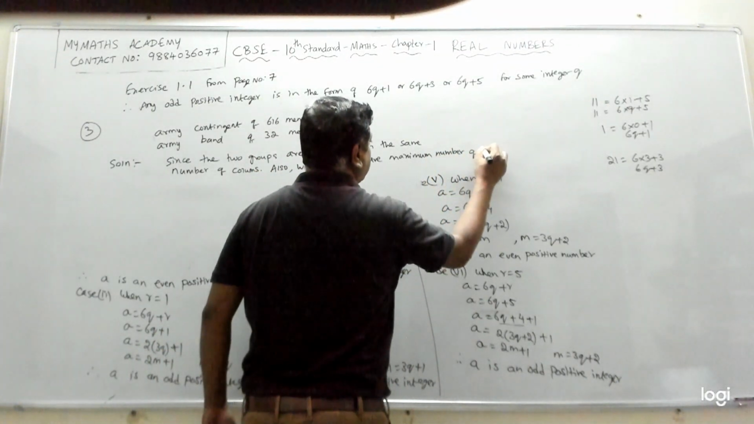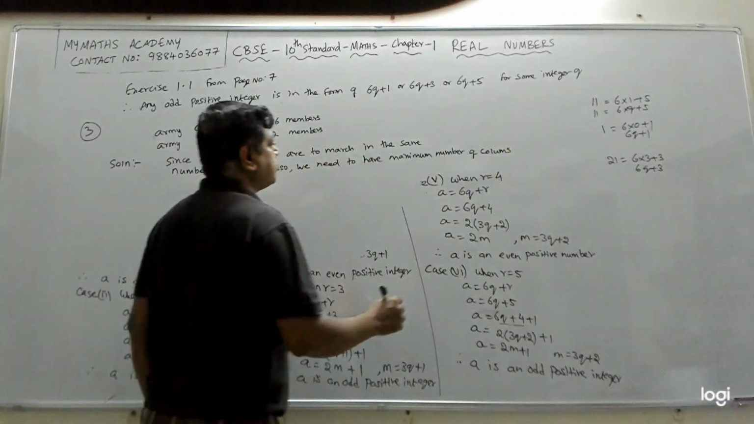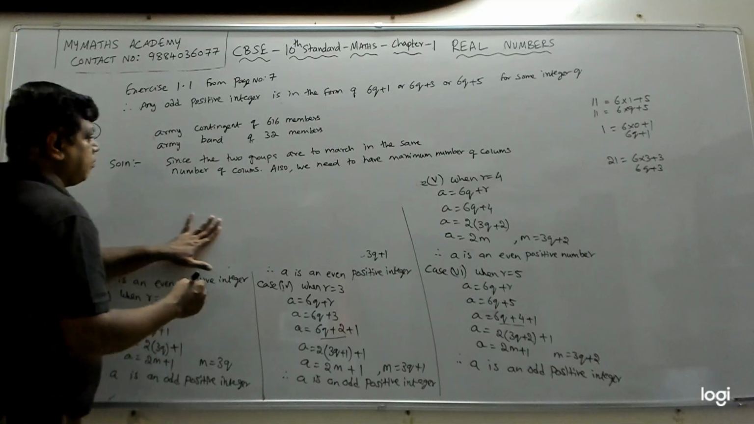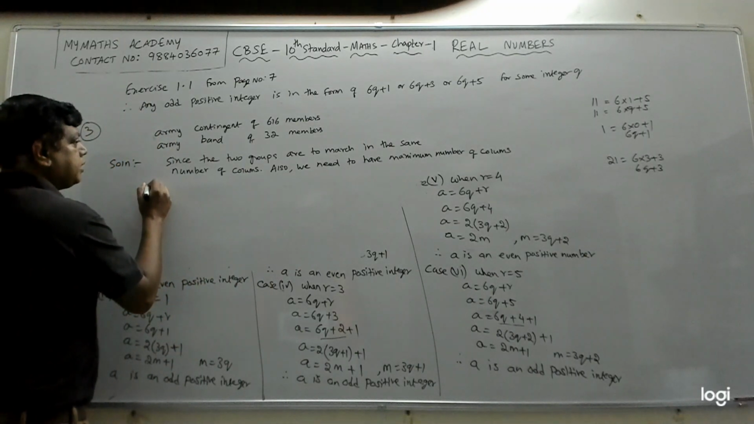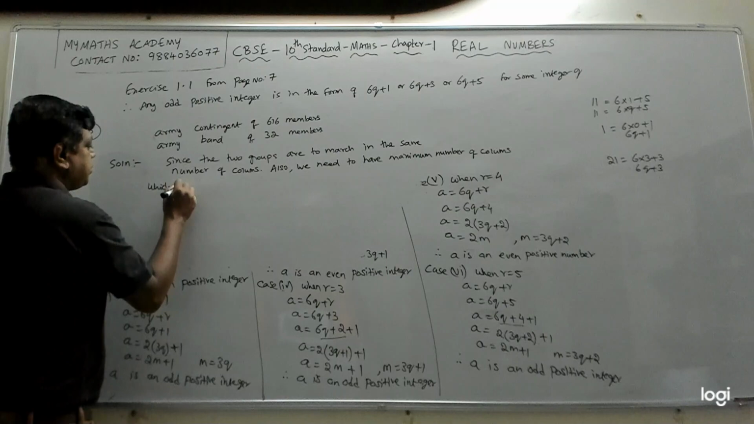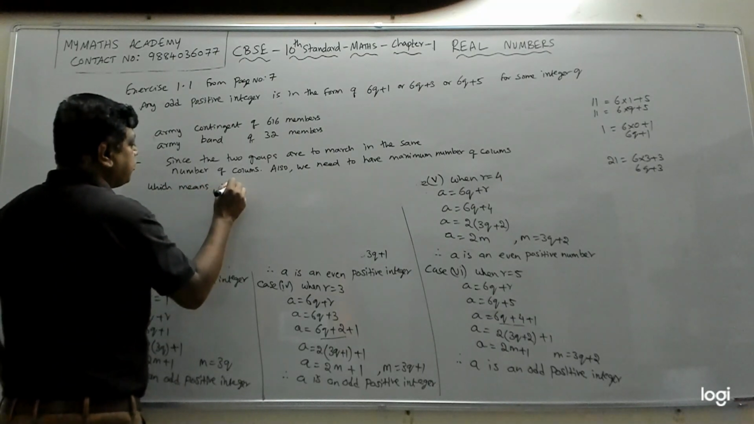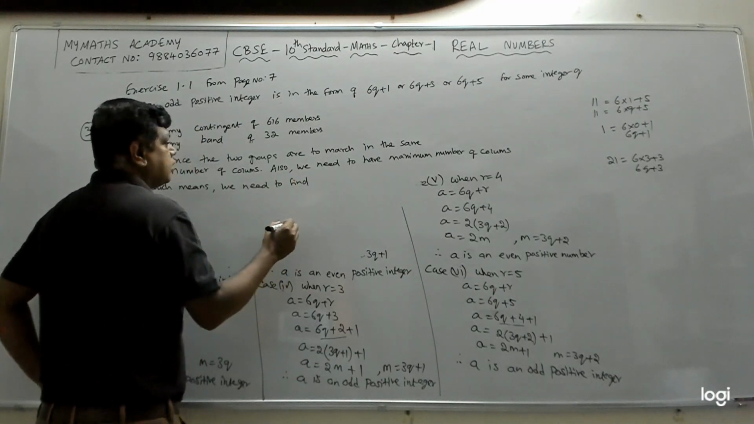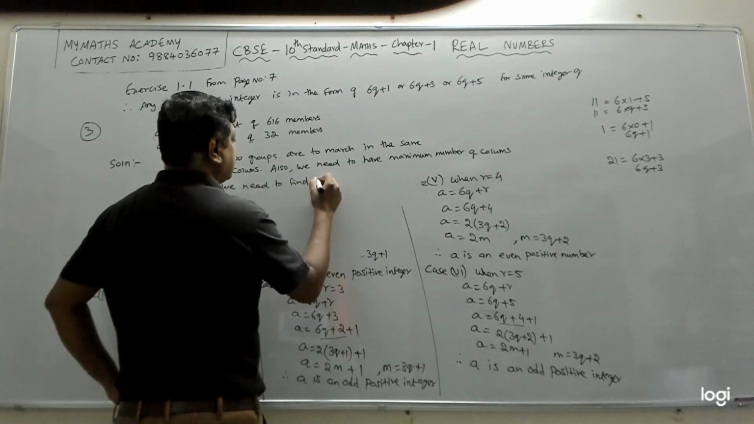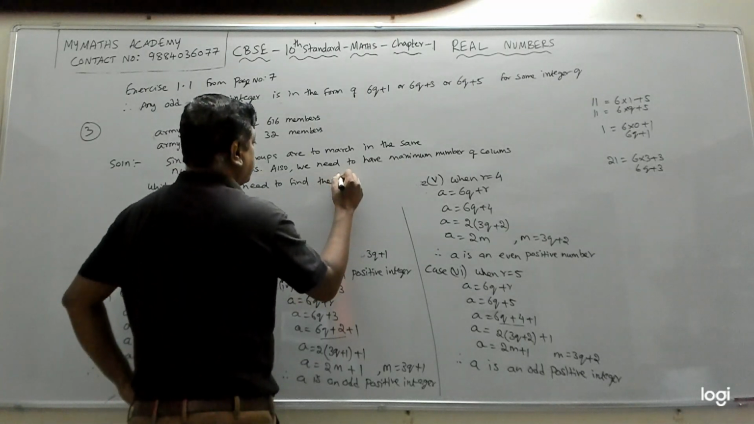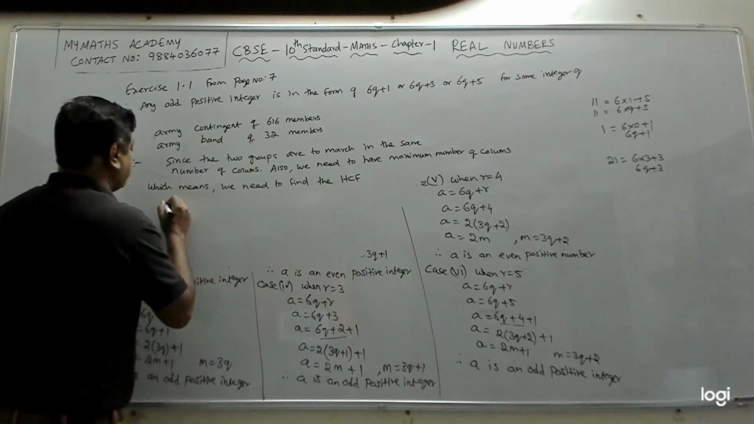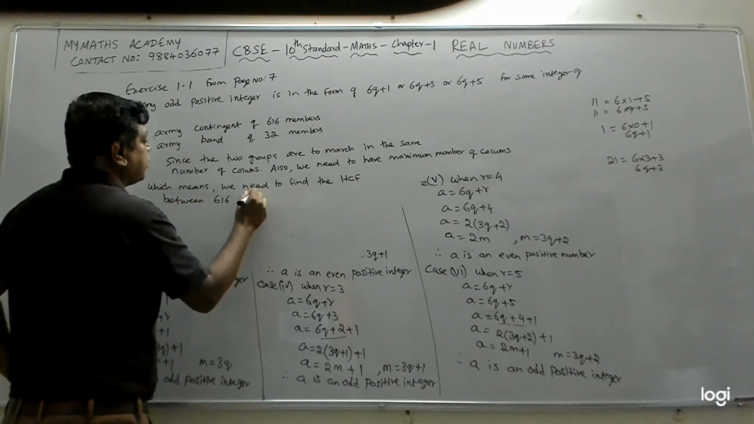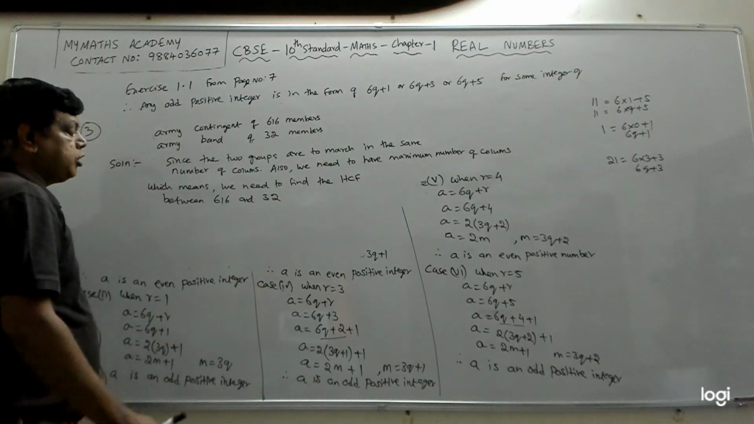We need to have the maximum number of columns, which means we need to find the HCF between 616 and 32.